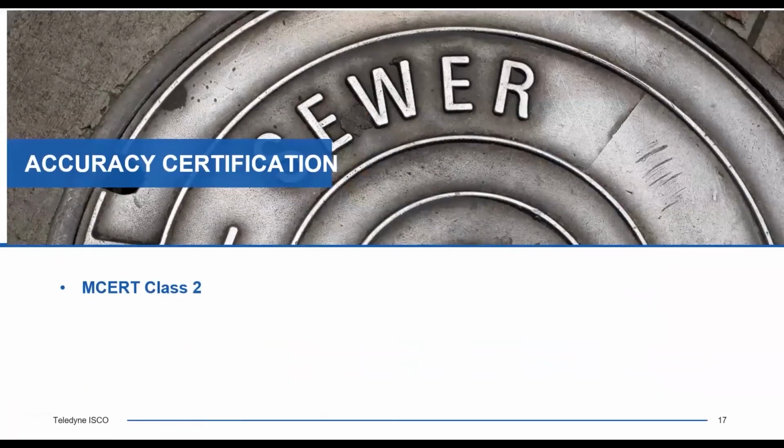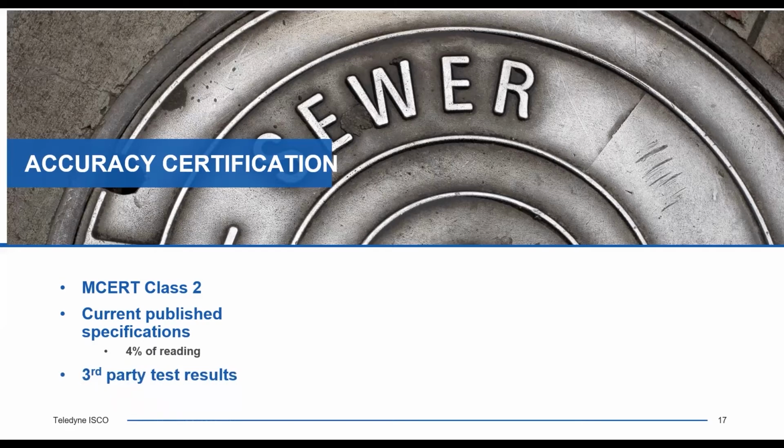All right, so how accurate is this thing? We went through multiple third-party tests. We also went to the UK and did tests over there. It is an MCERT Class 2 rating. It is 4% of reading is our spec. So as far as the non-contact goes, it is the most accurate specified non-contact area velocity meter.